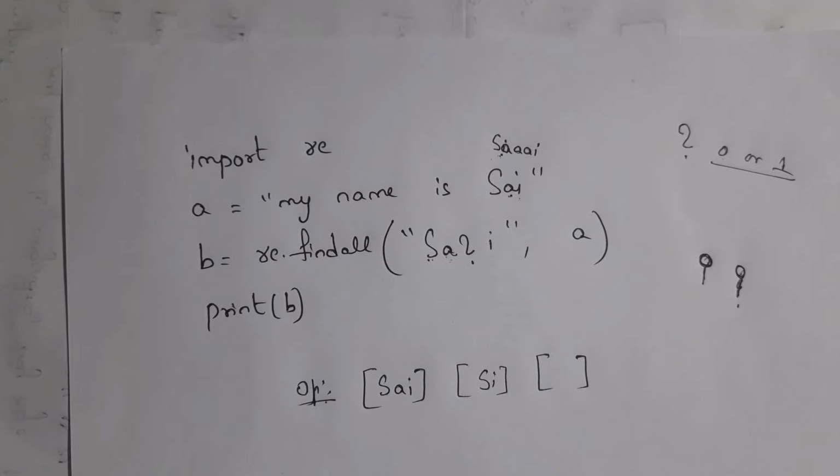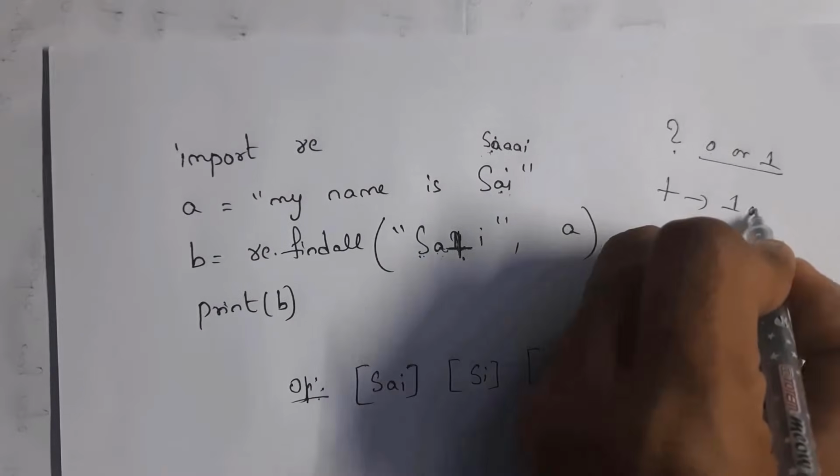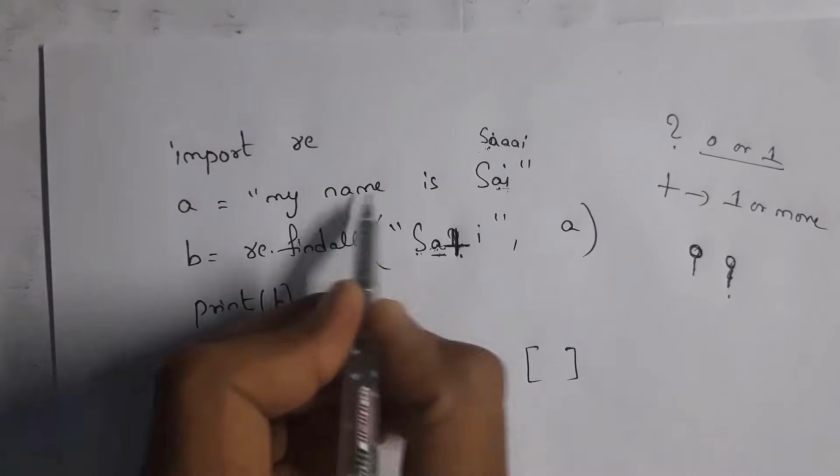Next I will explain what is the use of the plus symbol. So in place of question mark I took plus. Plus means 1 or more occurrence. In this string, for example, let us consider this string, my name is Sai.